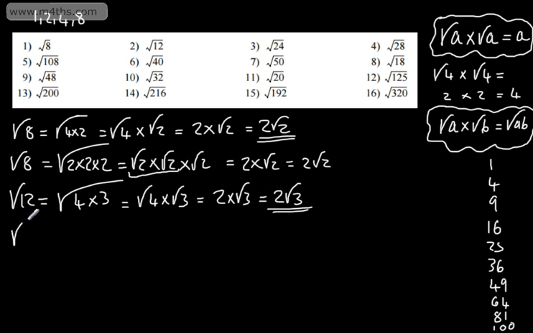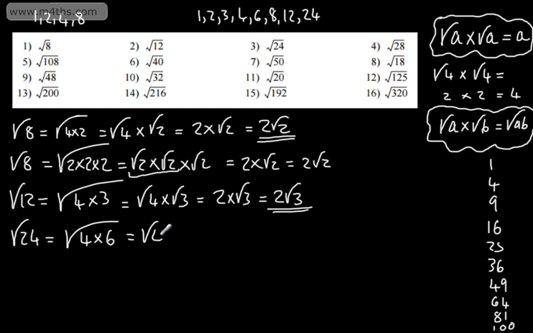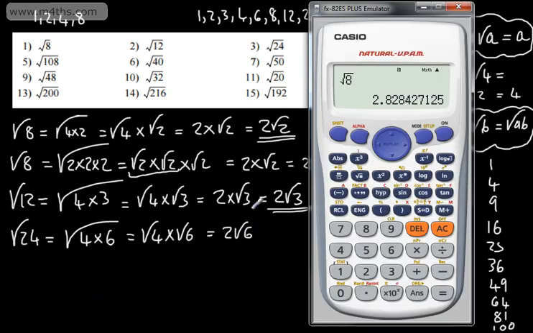Okay, let's look at the square root of 24. Again, if we think about the factors of 24, we've got 1, 2, 3, 4, 6, 8, 12, and 24. So let's look at those. What's the largest square factor there? Well, we can see again it's going to be 4. So with this one, we've got the root of 4 multiplied by 6, which gives us the root of 4 multiplied by the root of 6, which is going to give us 2 root 6. If you want to check that on a calculator, just type it in.